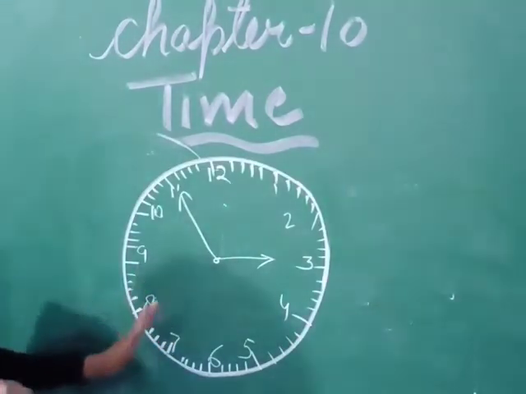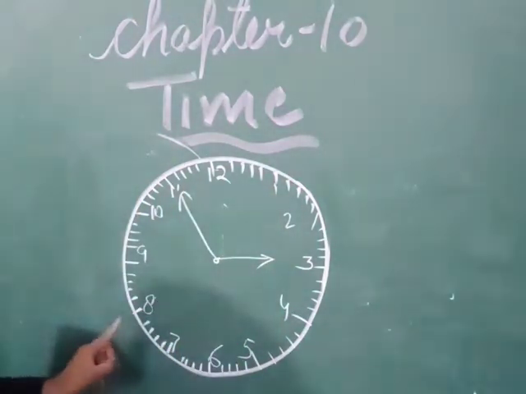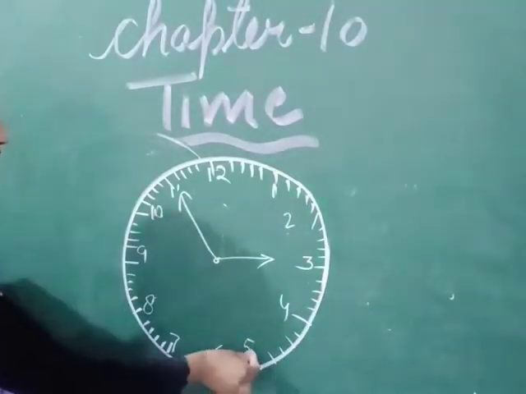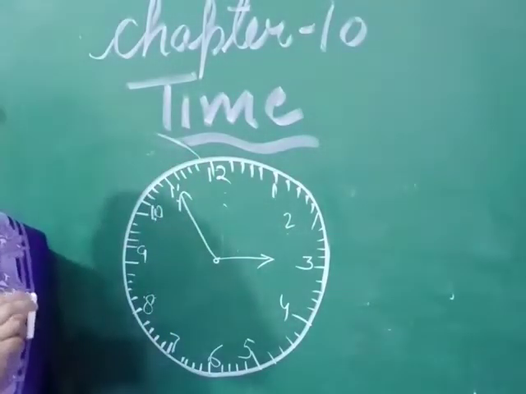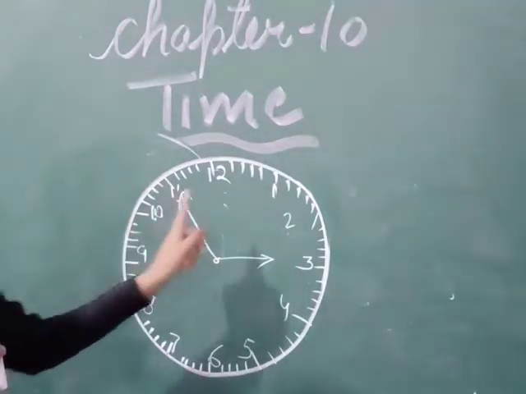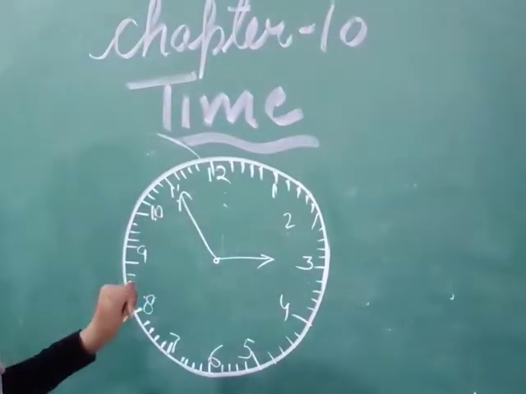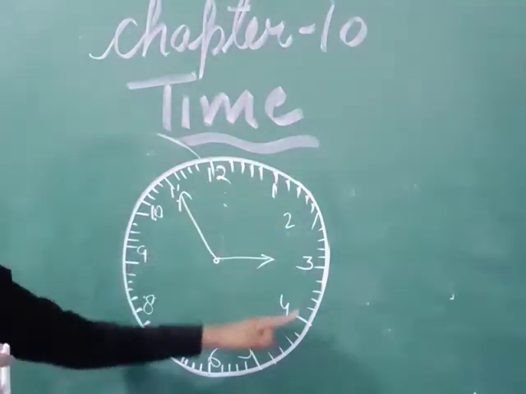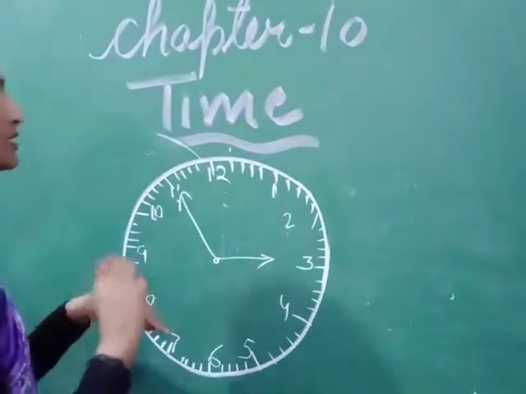You can see normally a clock looks like this. It has some divisions. The main divisions are 1, 2, 3, 4, 5, 6, 7, 8, 9, 10, 11 and 12. The clock is divided into 12 parts, and these have subdivisions. These have 5 subdivisions. These subdivisions are minutes. We have to start from here and count these subdivisions.